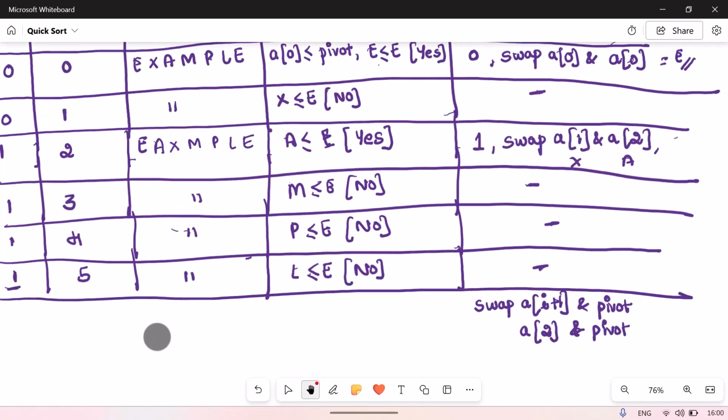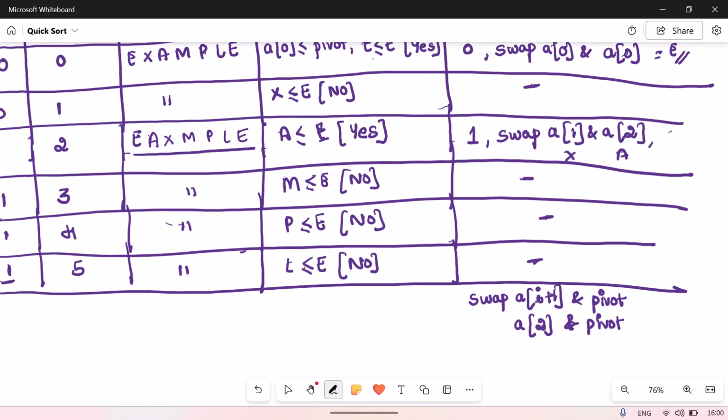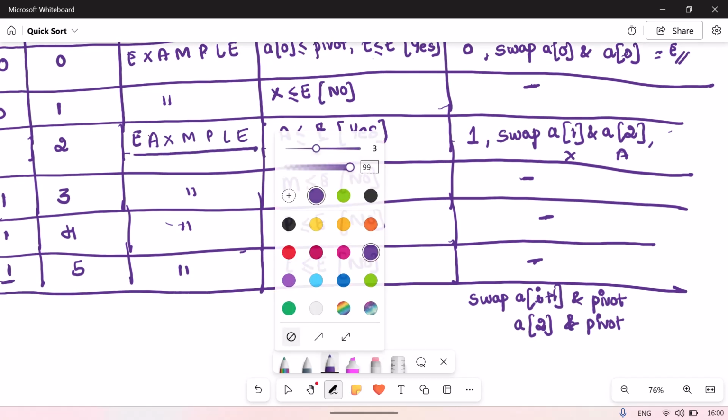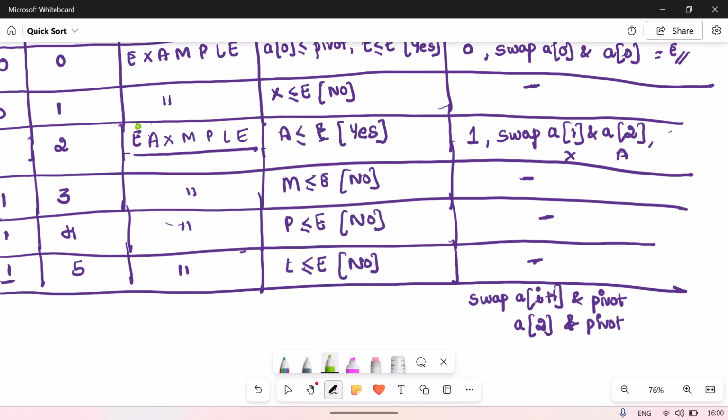Now exchange. See here, this is the array. So if I write, this is 1, 2, 3, 4, 5, 6. You have to exchange A of 2 and pivot. A of 2 is X and pivot is E. Correct? You have to exchange them. So your array is going to look like E, A. In the place of X, the pivot element will come. Then M, P, L, X.